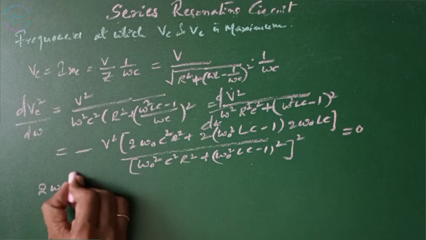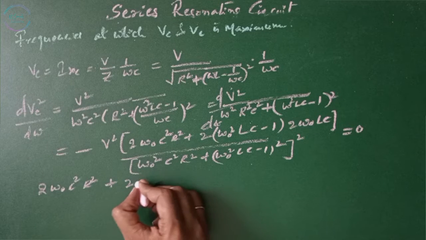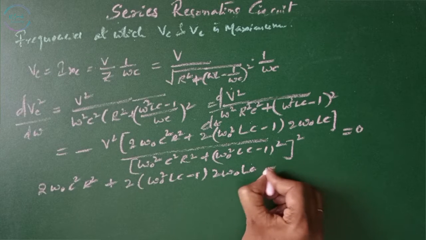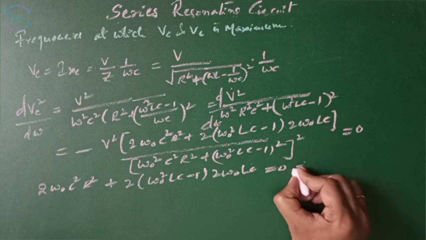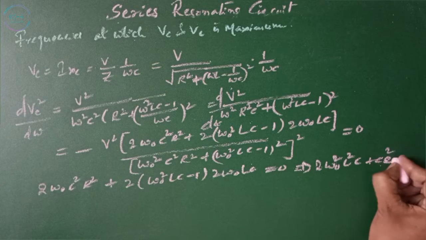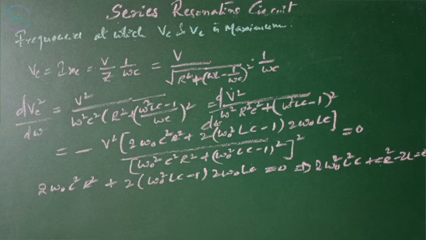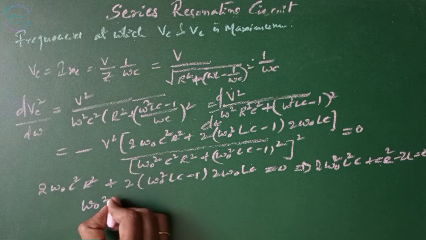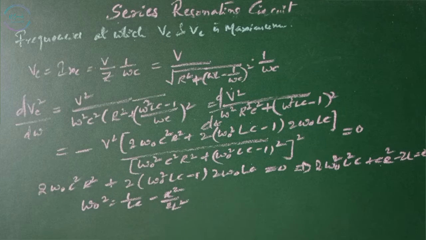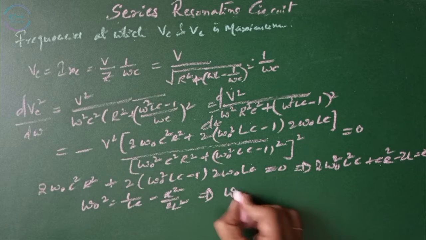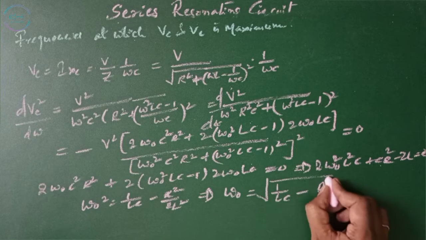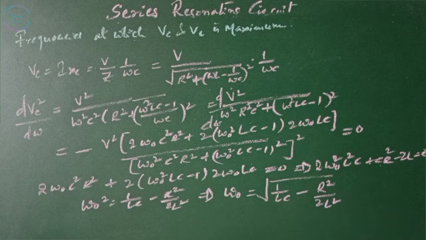2 omega naught C square R square plus 2 omega naught square LC minus 1 times 2 omega naught LC equals 0. Solving this, we get 2 omega naught square L square C plus CR square minus 2L equals 0, or omega naught square equals 1 by LC minus R square by 2L square, from which omega naught equals the square root of 1 by LC minus R square by 2L square.